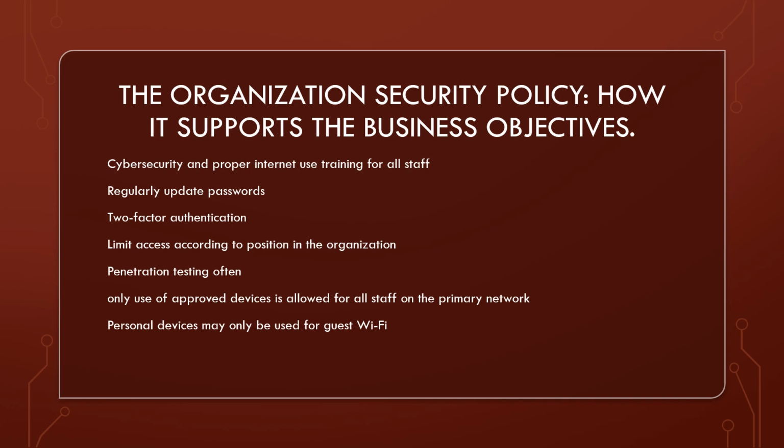Here we cover the organization's security policy and how it supports the business objectives. Firstly, cybersecurity and proper internet use training for all staff. Training staff on how to use the internet and what to avoid is very important. If they find strange links, they may click on them and introduce dangers into the network, which could damage other networks as well. Regularly update passwords.